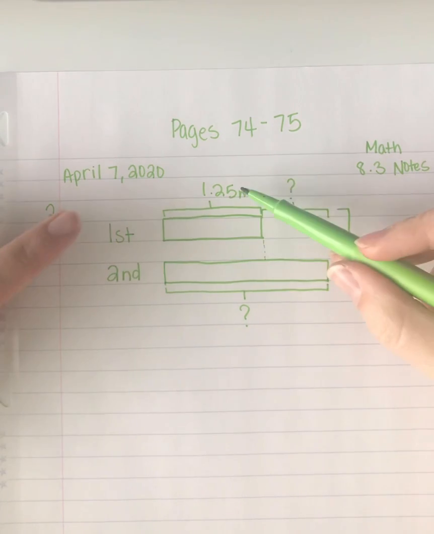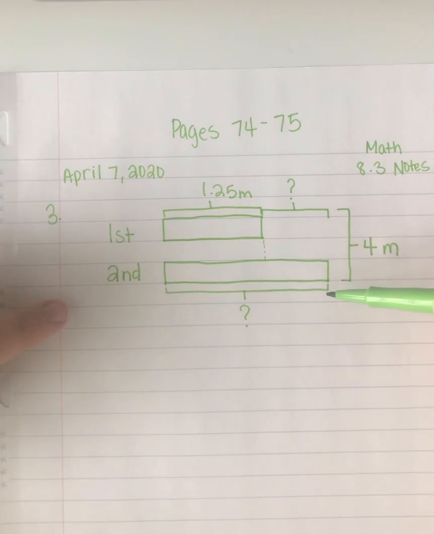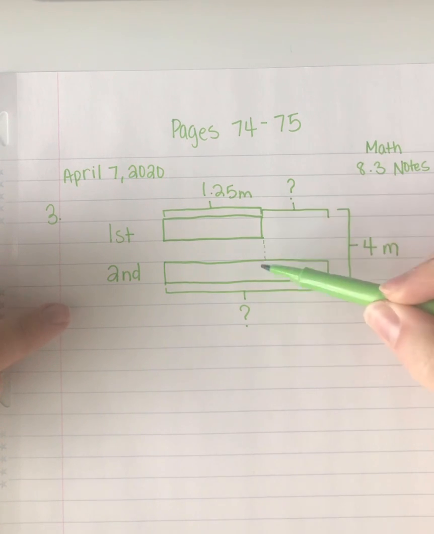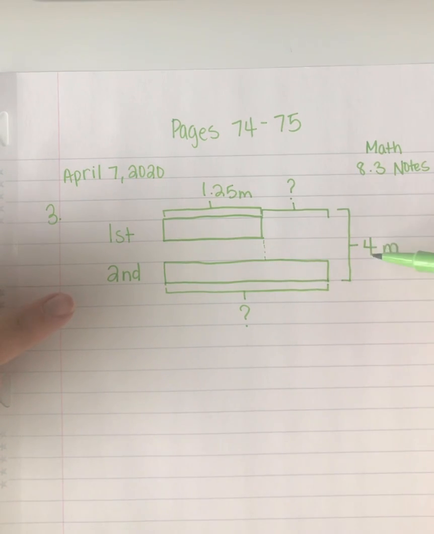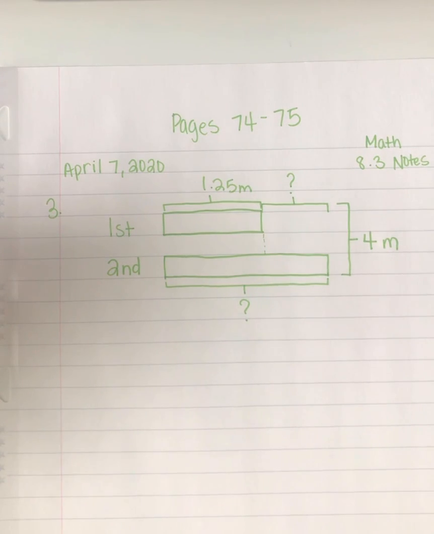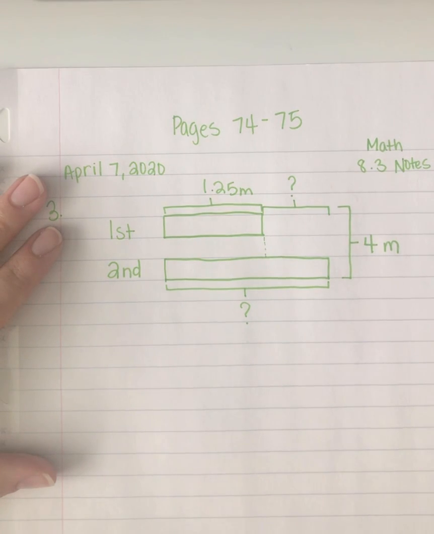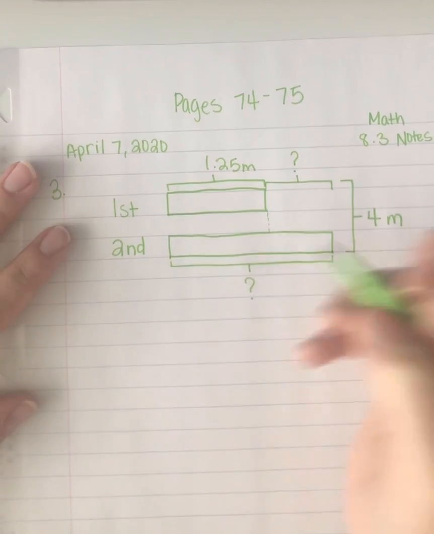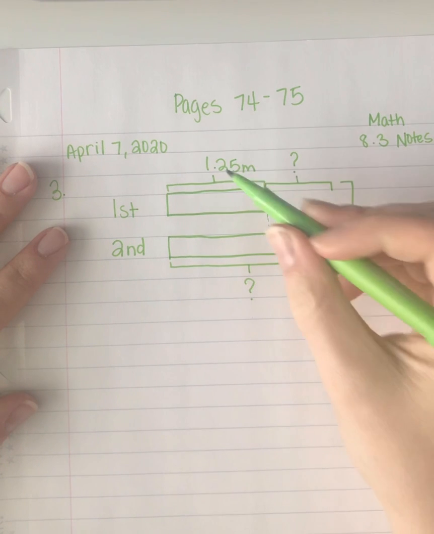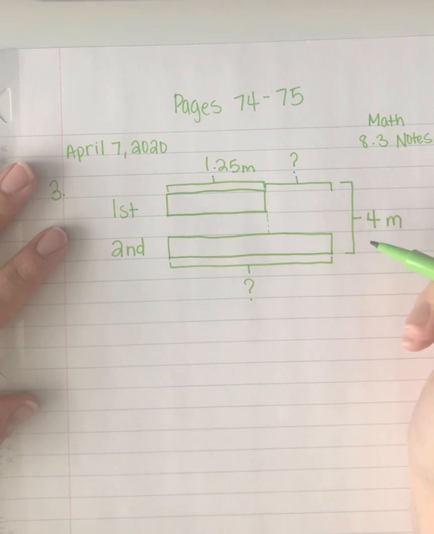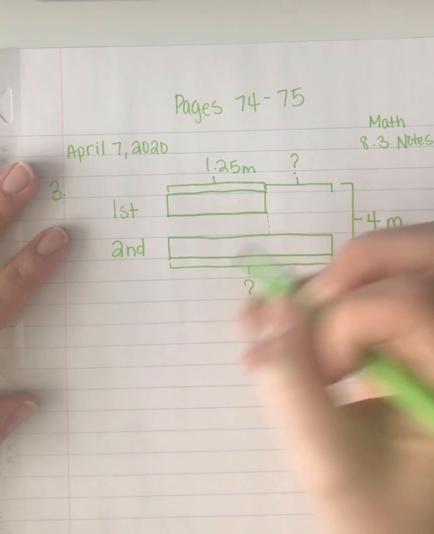I know the first piece is 1.25 meters. I don't know the length of the second piece, and I don't know how much longer it is than the first piece. But I do know that it is longer than the first piece because there was only 4. I only took 1.25 away, meaning that it would be longer than the first piece. So what I need to do first is I need to find the length of the second piece. So what I would do is take away 1.25 from 4 to find the total length. So let's do that right now.